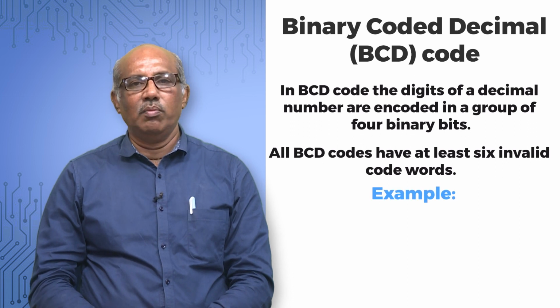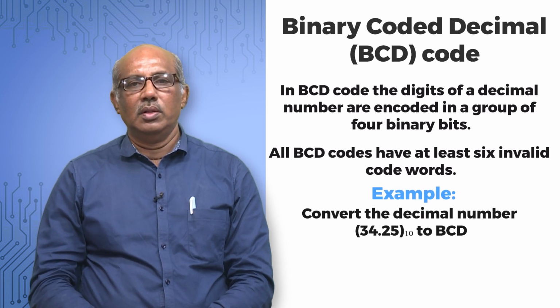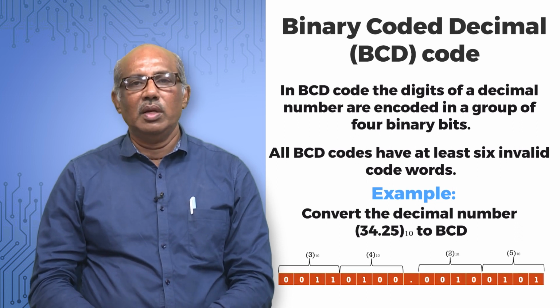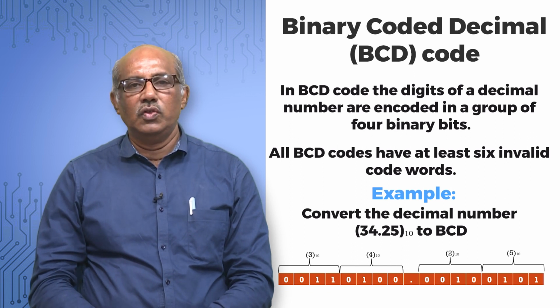Now, we will take an example: convert the decimal number 34.25 to BCD. We have 34 as the integer part, and you start with the digit in the units place, that is 4. You have to represent the decimal number 4 in 4 binary bits, which is 0 1 0 0. Then we have the decimal number 3, again represented in 4 binary bits, which comes out to be 0 0 1 1.